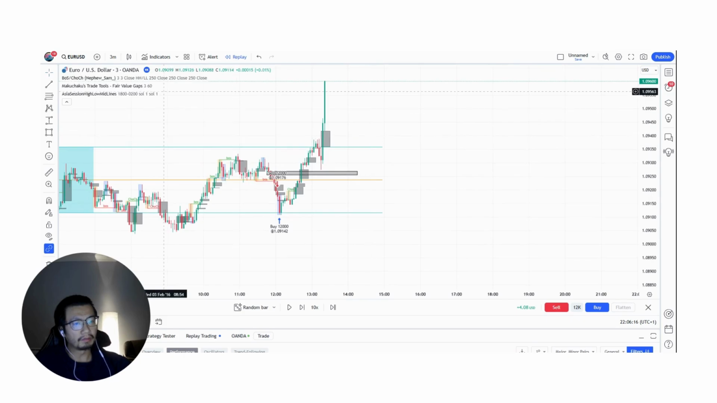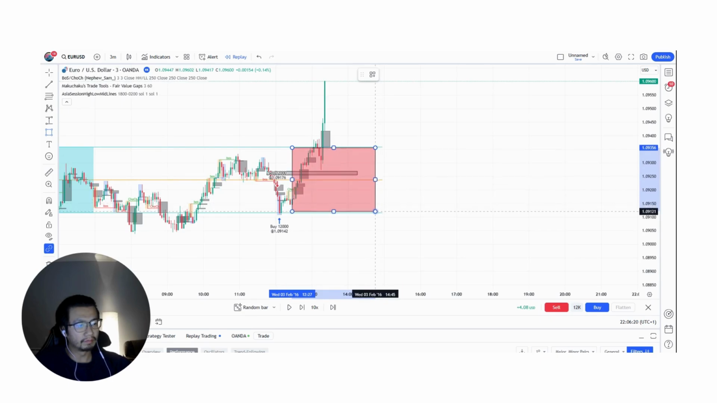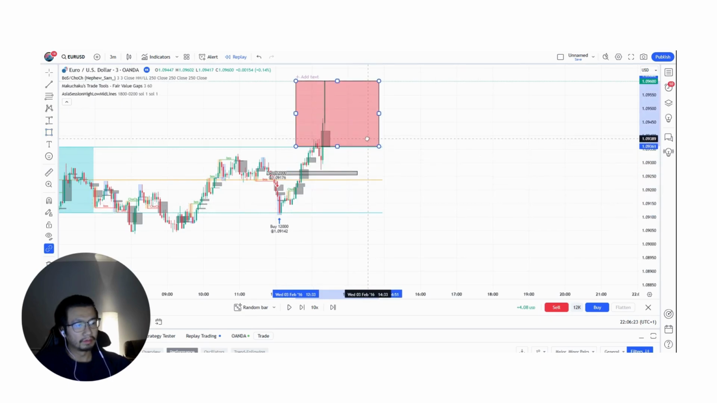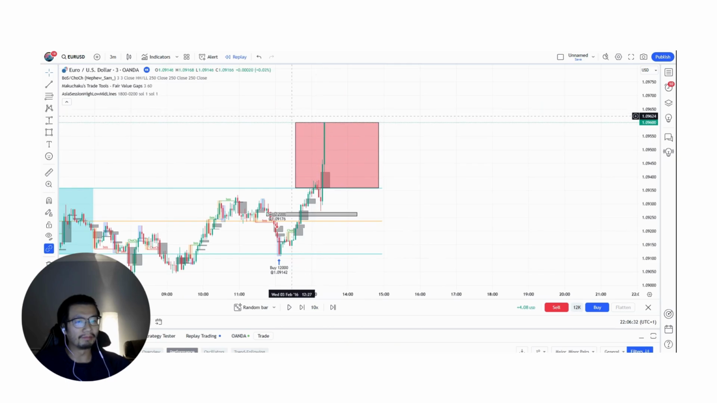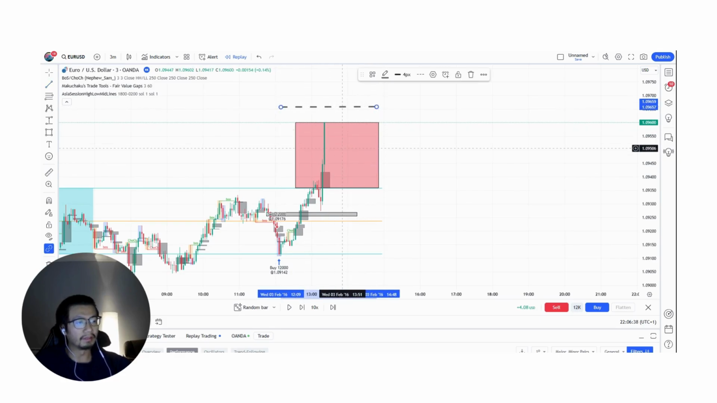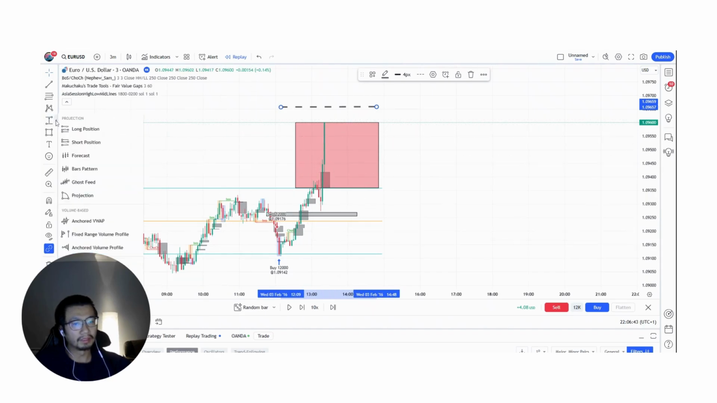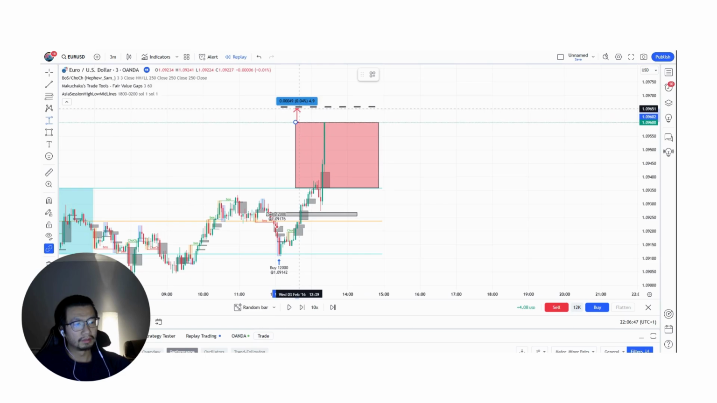Right, let's mark out the gaps. Right, not closed above it yet, but I'm pretty sure it's going to. I don't even need to say it will pass that line. Okay, it will pass that line. How many pips? 5.